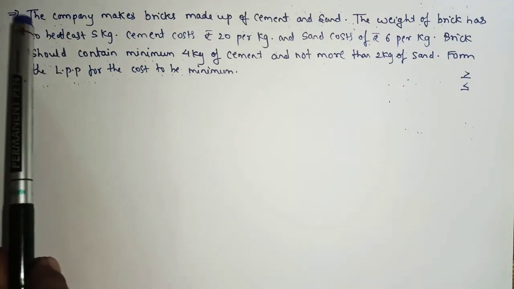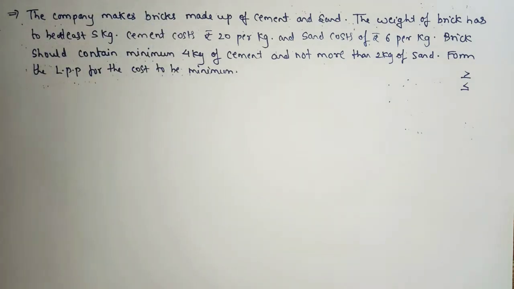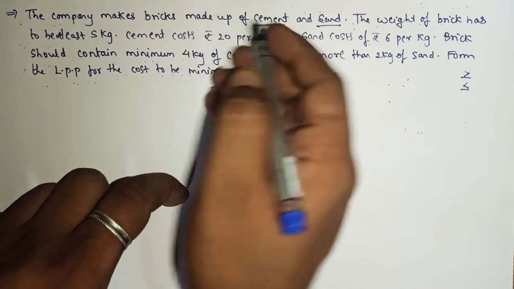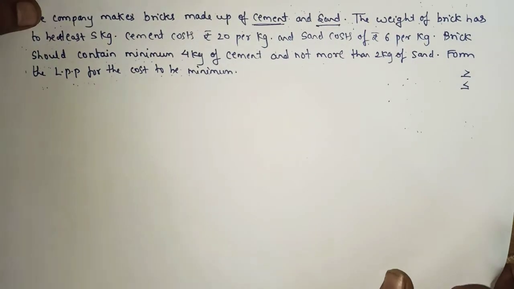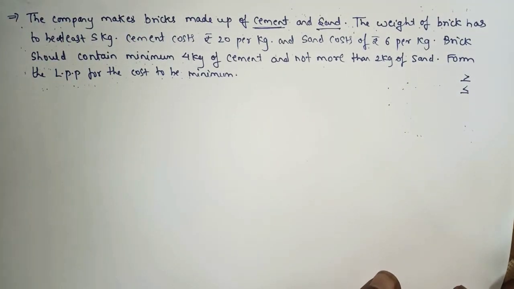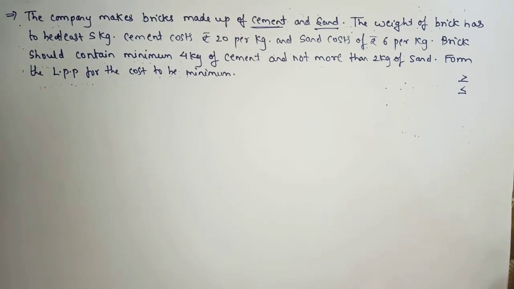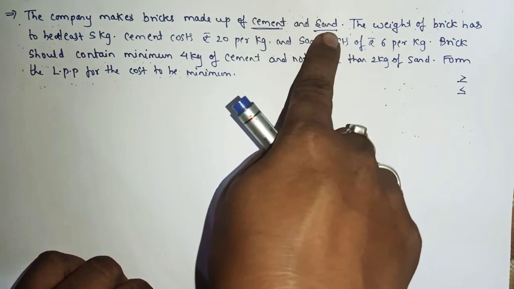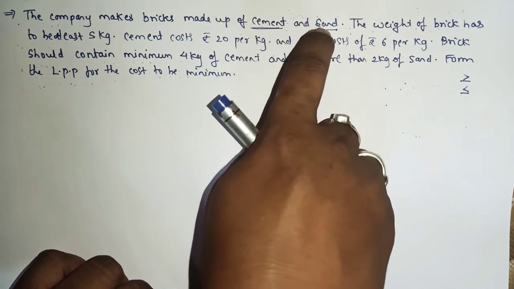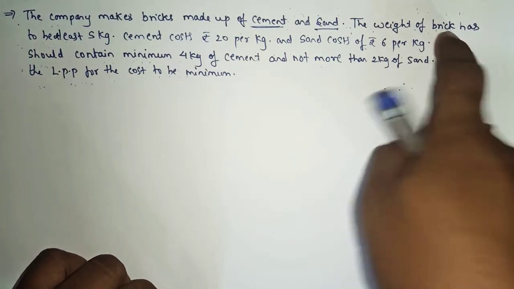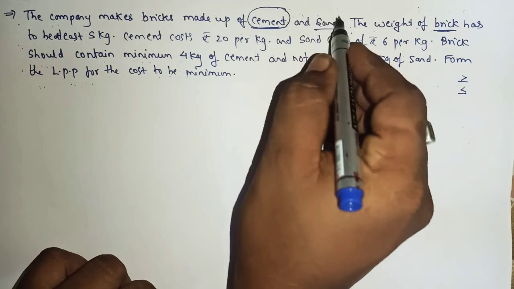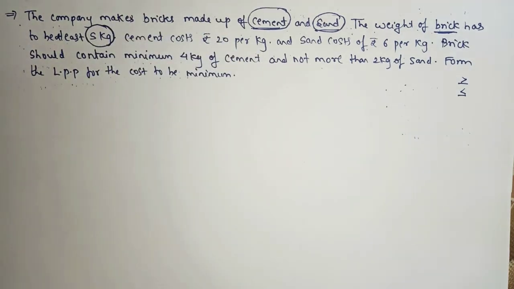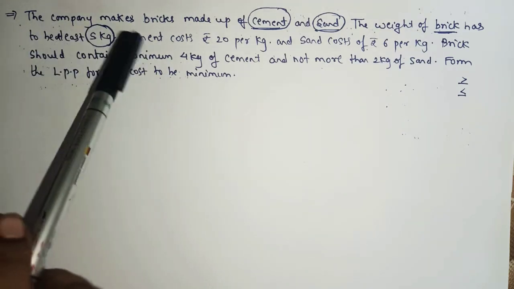So now, the company makes bricks made up of cement and sand. A company makes a brick which is made up of cement and sand. From the first sentence we get the idea that a company makes two things. Actually, it makes only one thing, that is brick, but it is made up of two things, that is cement and sand. The weight of the brick, both cement as well as sand, has to be at least 5 kg. Okay, now once again we'll focus on the first sentence. The company makes bricks.